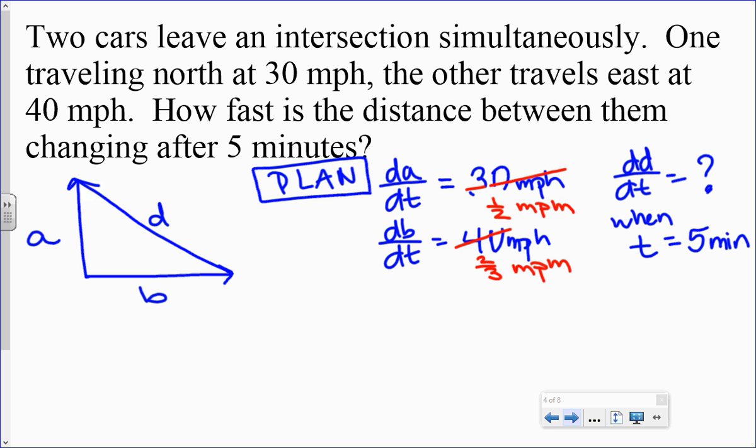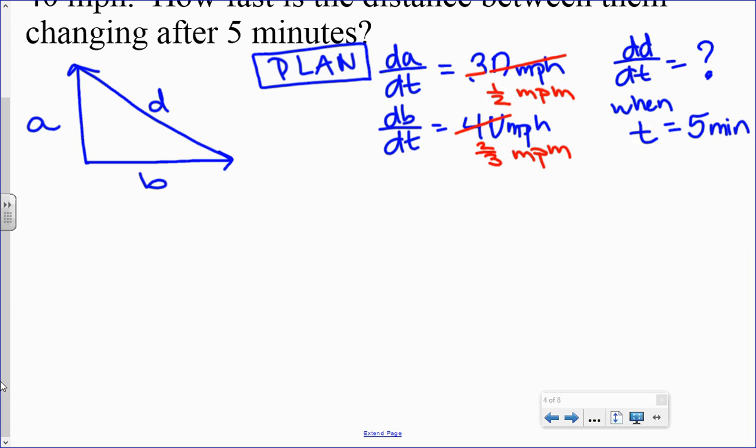What equation can relate A, B, and D? Pythagorean theorem. A squared plus B squared equals, in this case, D squared. Right? That looks a little awkward. Okay. Now, are all of these changing? Yes, which means we have to take the derivative as is.